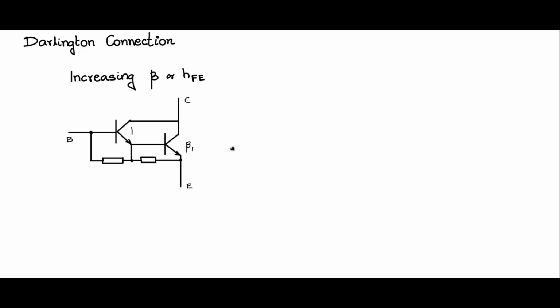Now if beta 1 is the beta of the outside transistor and beta 2 is the beta of the inside transistor, the overall beta is approximately equal to beta 1 into beta 2. One can easily see why this is so.